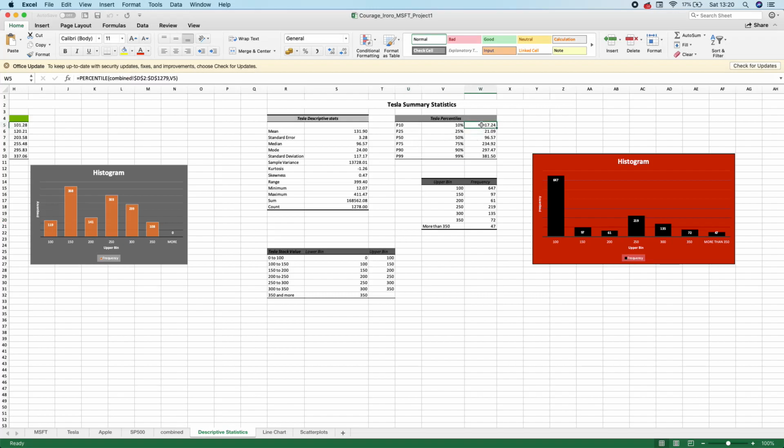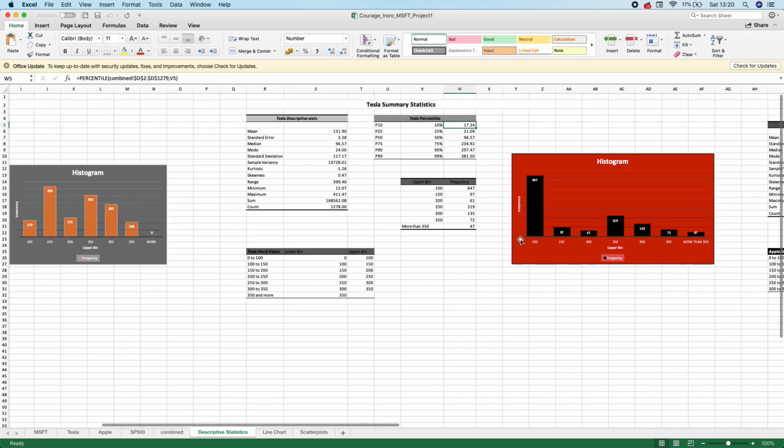And you can see at the 10% point, the stock value point is 17.24, and Microsoft is 101.28, which is already letting us know that they are really low values within Tesla. And then to finally make a full conclusion, we go to the frequency chart, which is the histogram chart.